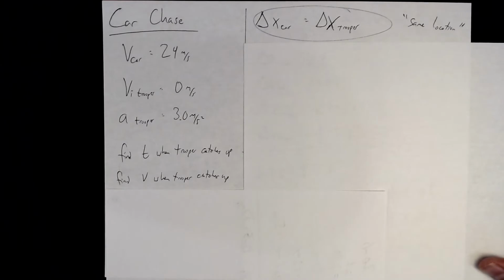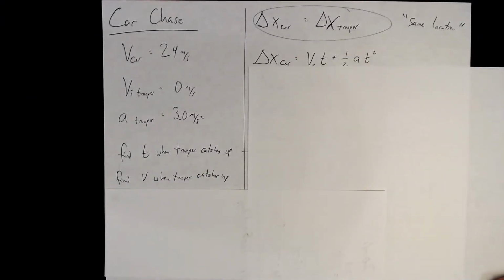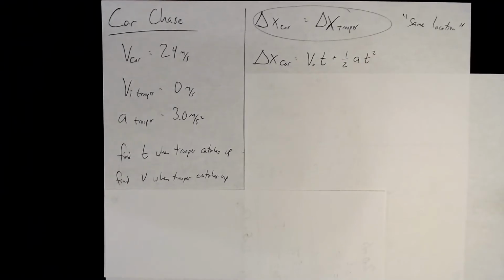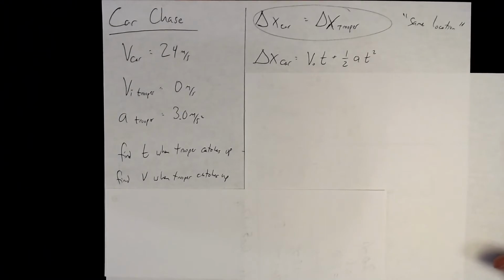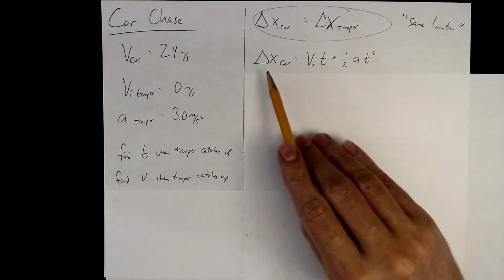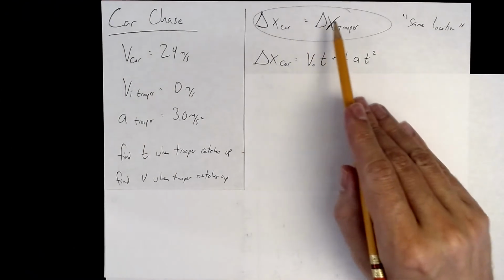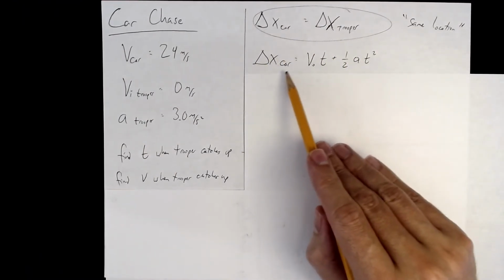Well, let's copy down what equation we should use for delta x car and delta x trooper. What do you think that should be? What equation do you think we should use to express the change in position of the car and the trooper? Yeah, let's use this one. Delta x car is v naught t plus 1/2 at squared. This is a pretty popular equation because it just has so many things in it. Okay, well, we need to know when this is equal to that, so we can't really do anything with this.